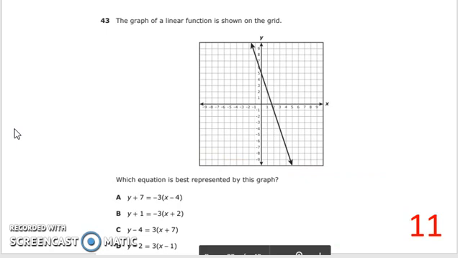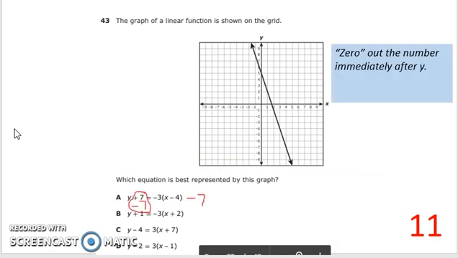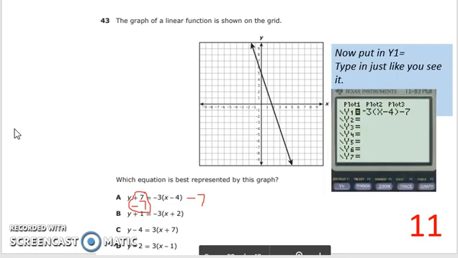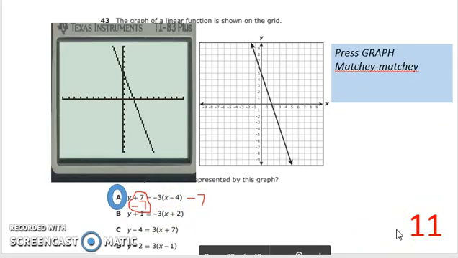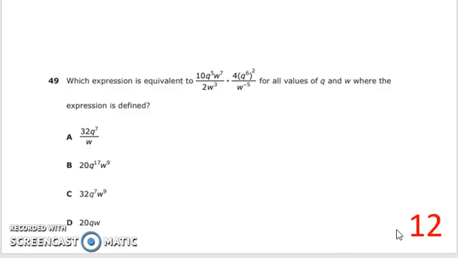On this one, which equation is best represented by this graph? What you can do is you can zero out each of the answer choices because it's just one step from being solved for y. So on this, only thing I got to do is subtract 7 from both sides, and the equation is solved for y. Now notice how I put it in my calculator. I don't even distribute. I don't worry about that. I just write down what you see over here when I solve for y. And we can play matchy-matchy. Press the graph, we know that's the one.